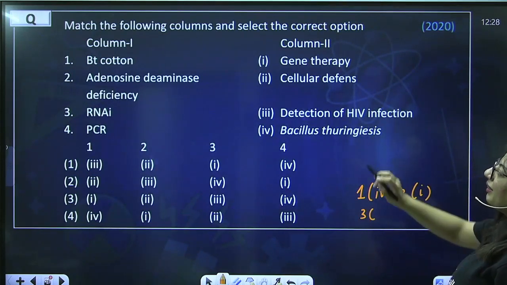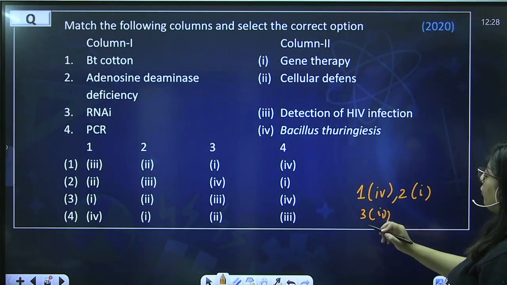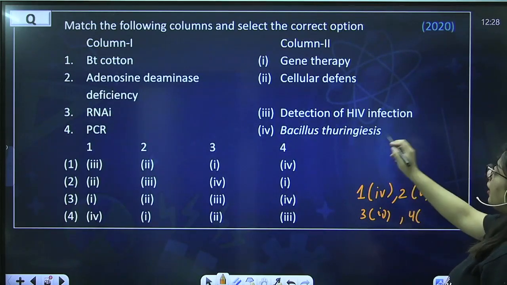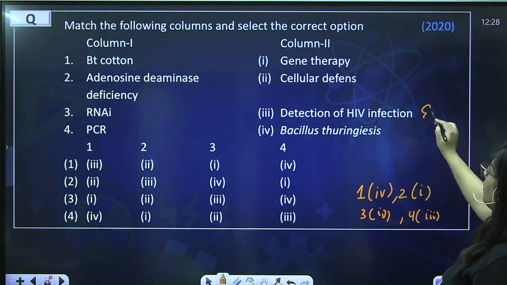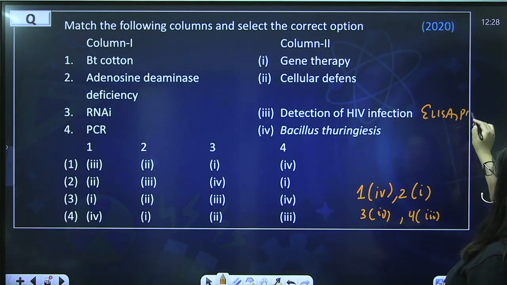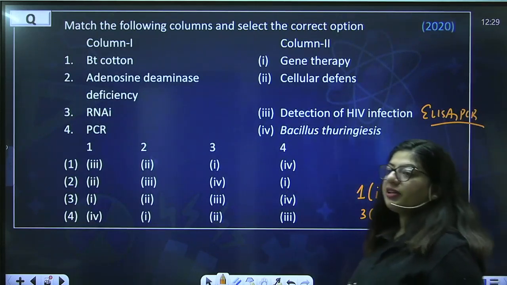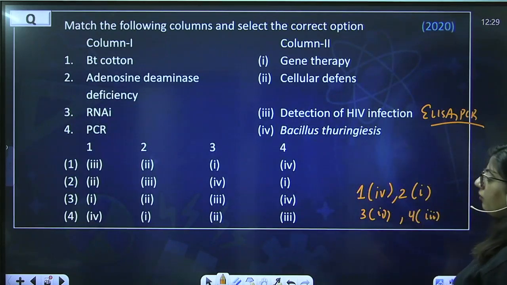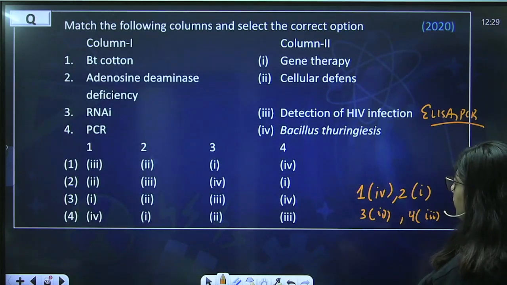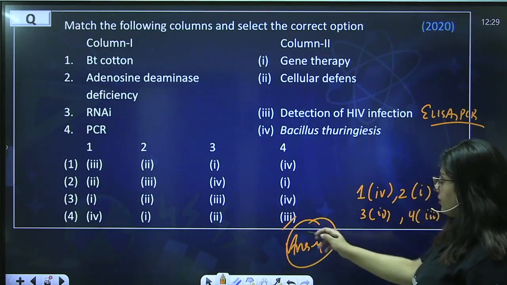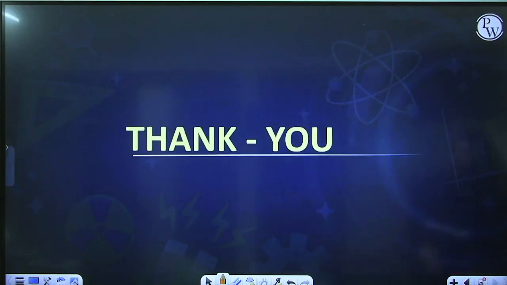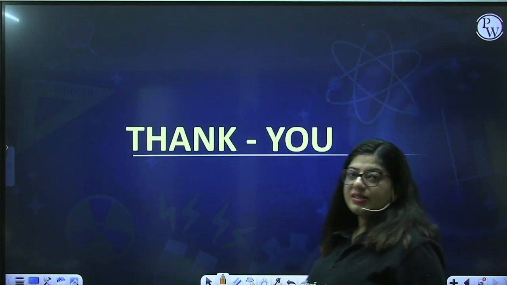Third, RNAi is a cellular defense mechanism of your eukaryotes, and PCR helps in detection of HIV infection. So not just ELISA, but PCR is also the one we have done that it helps in detection of diseases. So for 1 we have 4, 2-1, for 3 we have 2, and for 3 answer is 4. Okay, simple. So that's it about biotechnology and its application.